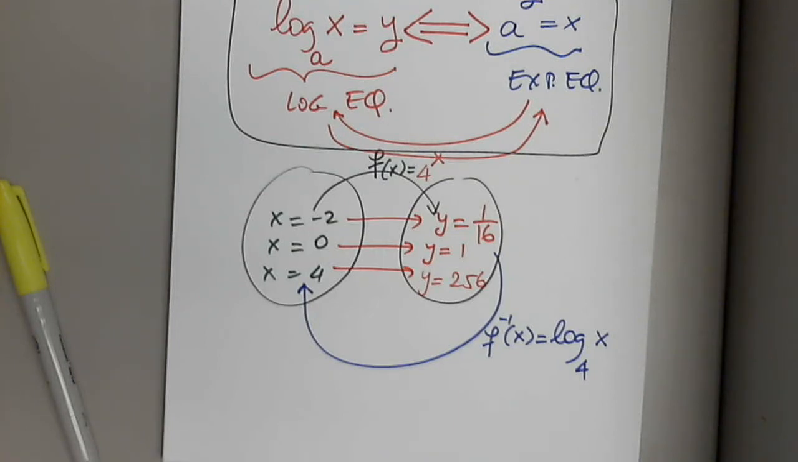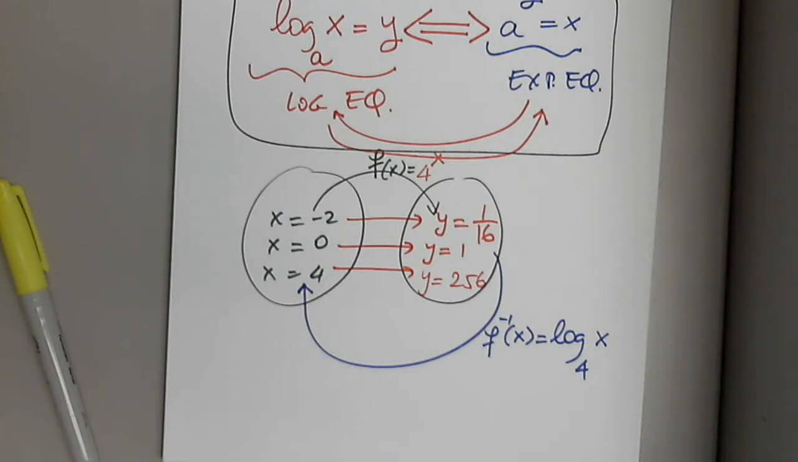I'm going to apply this function to 1 over 16. And if the answer is not negative 2, then I'm not telling you the truth. I will apply this function to 1. And if the answer is not 0, then this is not the inverse function. And I will apply this function to 256. And if the answer is not 4, then this is not the inverse function.